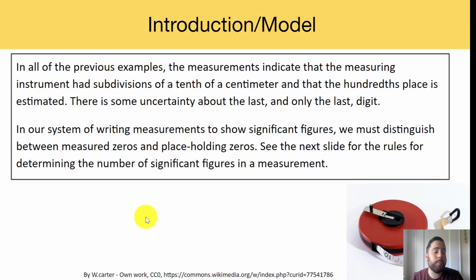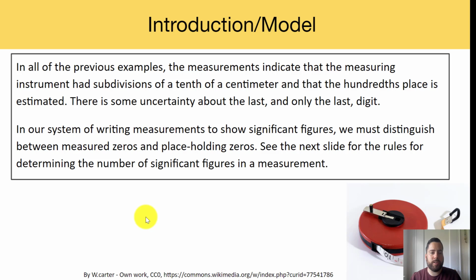So in all of the previous examples that we saw, the measurements indicate that the measuring instrument, in that case it was the ruler, has subdivisions of 1/10 of a centimeter, and that the 100th place is the estimated digit. There's some uncertainty about the last and only the last digit. The rest are known with absolute certainty.